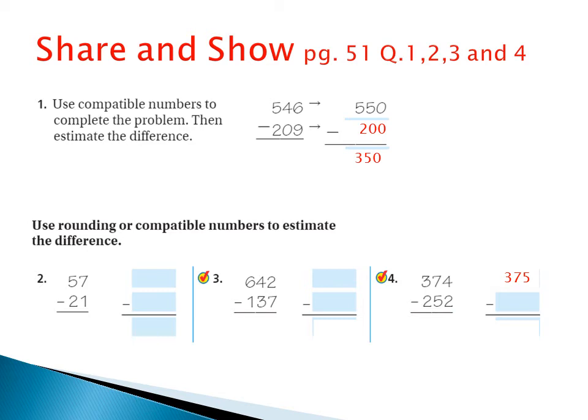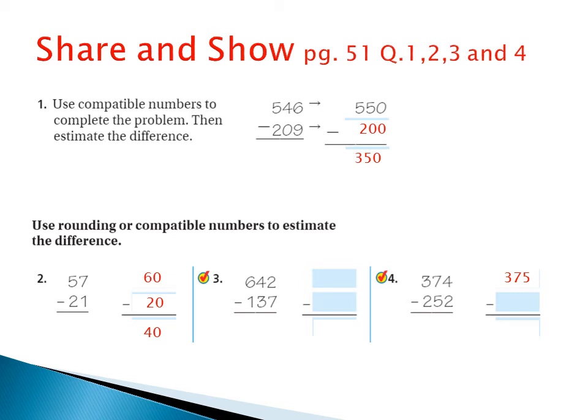350. Use rounding or compatible numbers to estimate the difference. 57, I will round it to 60. Minus 21, I will round it to 20. Here I am rounding to the nearest 10. 60 minus 20 equals 40. That's great. Please try to solve 3 and 4 by yourself. Pause the video and try to solve them by yourselves, then check your answers. I'm waiting for you here.